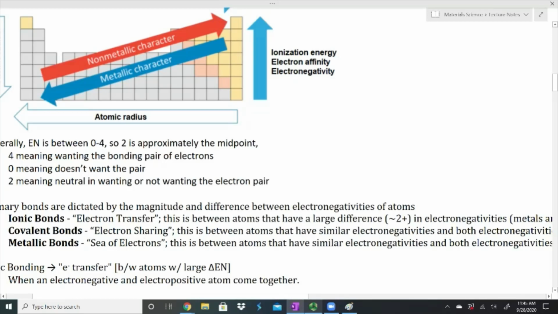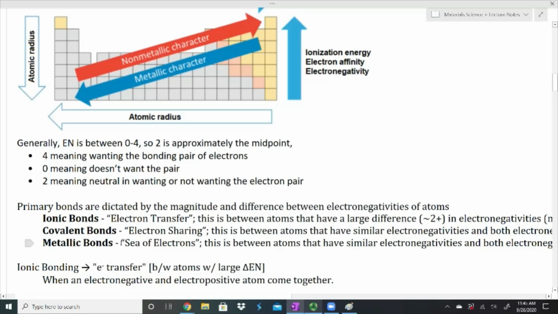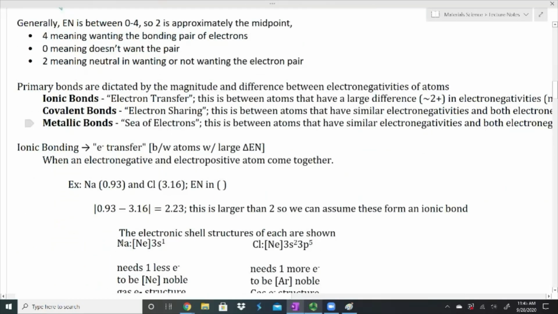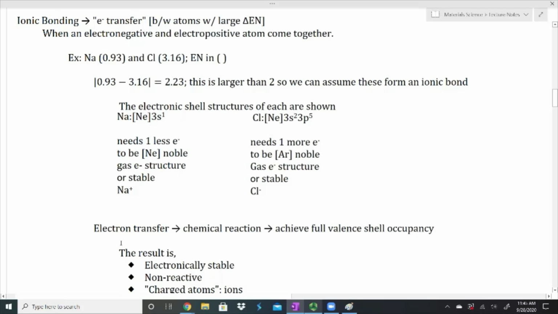Again, throughout this video, we will talk a little more about what each of these means. So let's go to ionic bonding. Ionic bonding is, again, electron transfer between atoms with large differences in electronegativity.